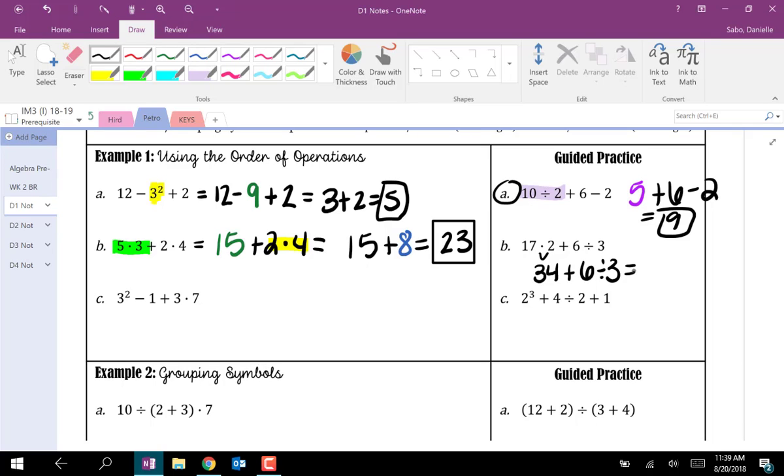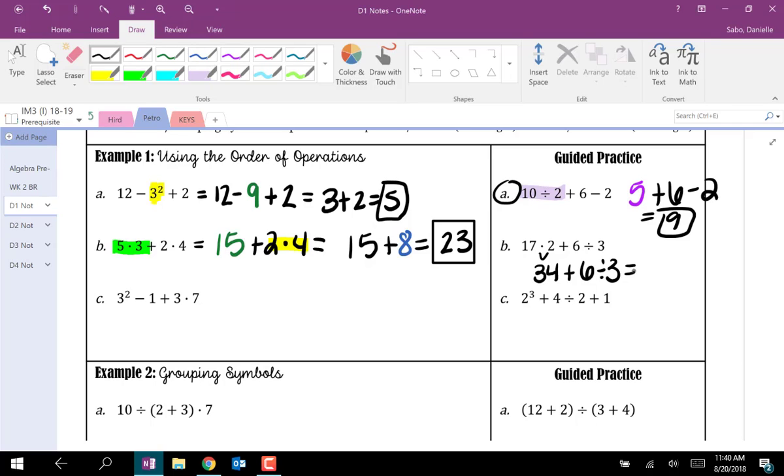Good. Good. What'd you get? Okay, so before you do the plus 6, you want to do the division, because order of operations says that multiplication and division come first. So really you would have 34 plus what's 6 divided by 3? 2. So you have 34 plus 2. Good. Some of you are killing it.